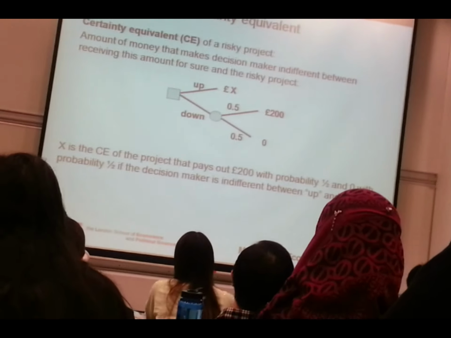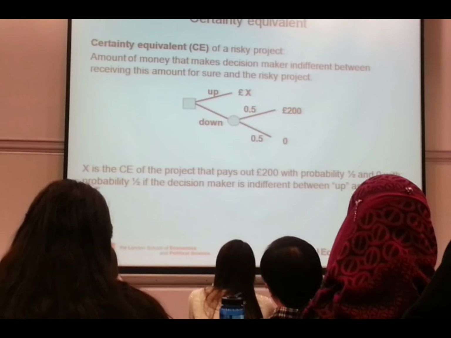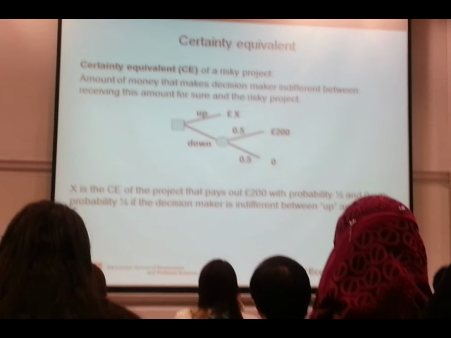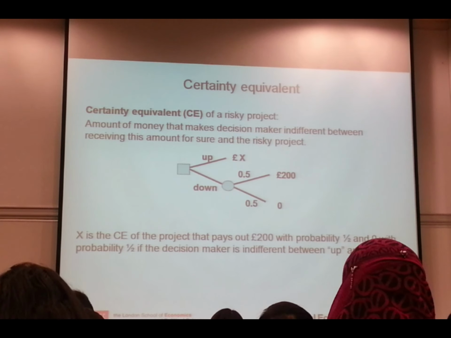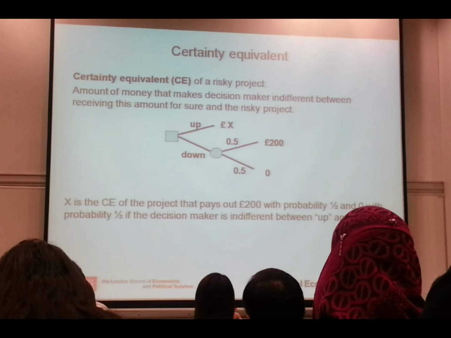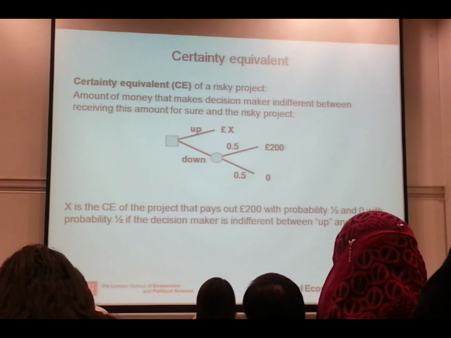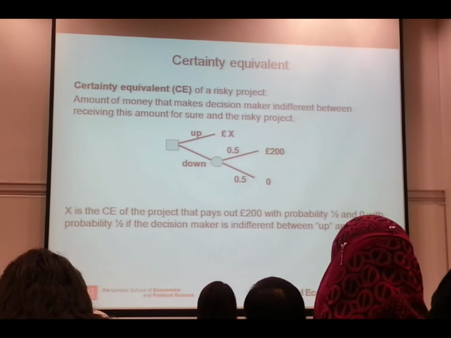Now, a concept closely related to risk aversion is the concept of certainty equivalent. The certainty equivalent is the amount of money that makes the decision maker indifferent between receiving this amount for sure and the risky lottery.